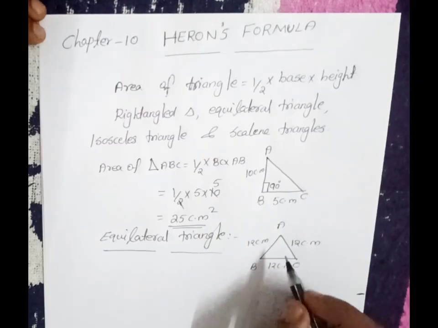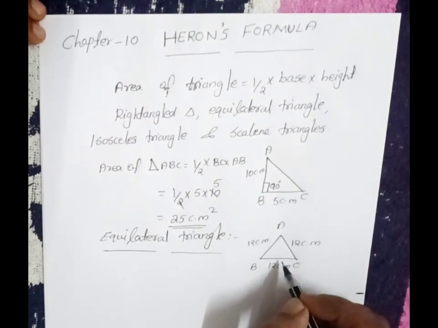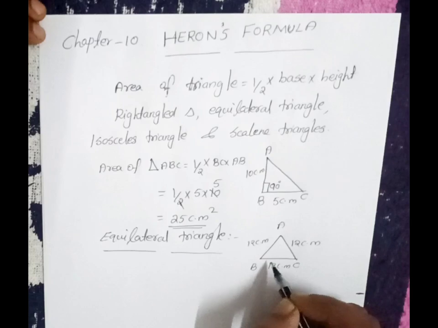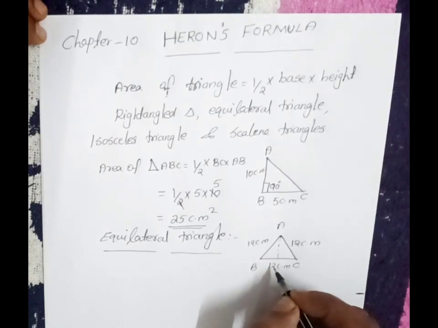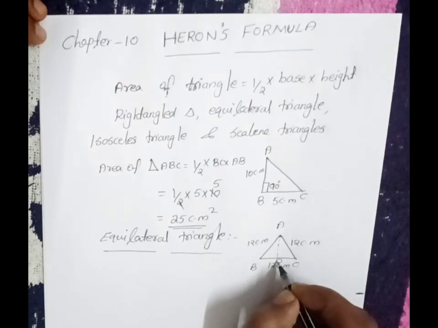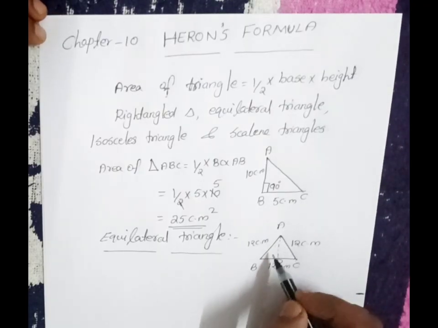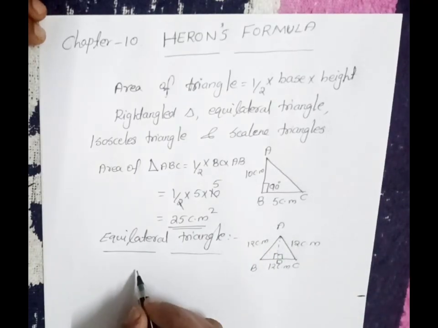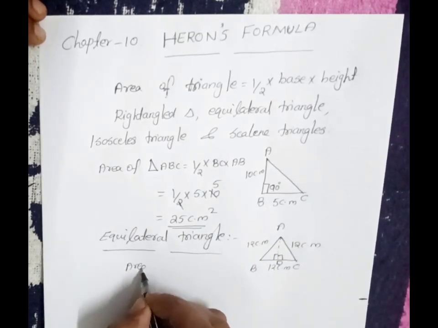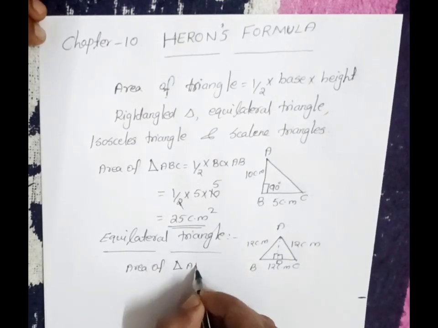First, we can draw a perpendicular from the midpoint of the base. The midpoint can be denoted by D. Next, we get two right angled triangles, triangle ADC and triangle ADB. Then to find out the area of this equilateral triangle ABC, first we can find out the area of right angled triangle ADC.